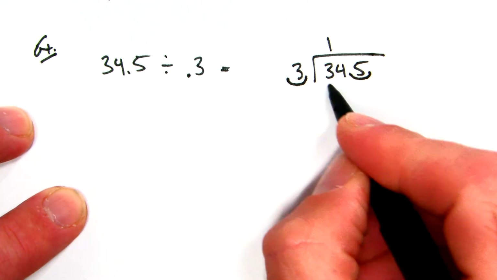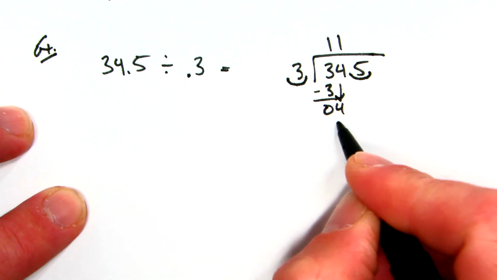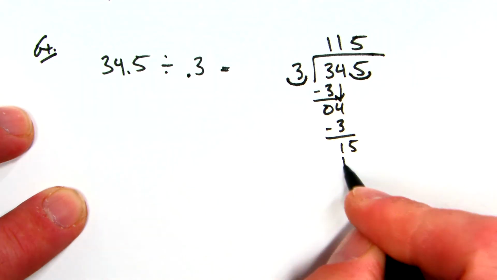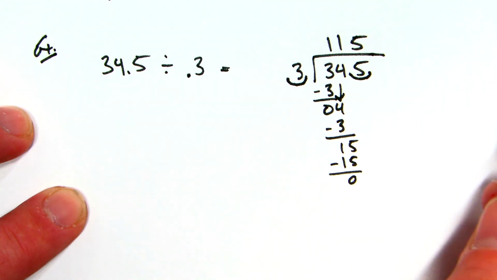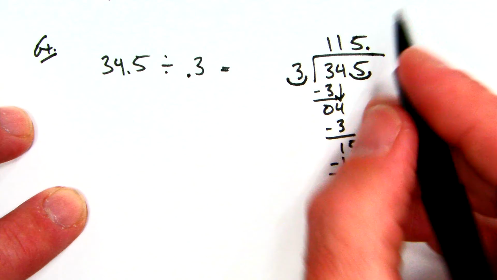So now we just solve. 3 goes into 3 once. 3 goes into 4 once. 3 goes into 15 5 times. Now, our decimal point is at the end this time. So instead of 11.5, it's 115.